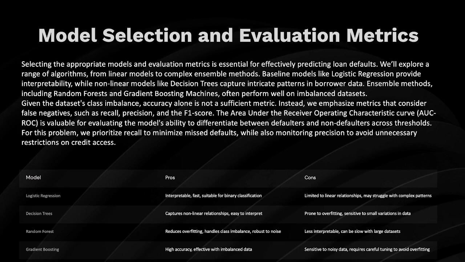For this project, we explored various algorithms from baseline models like logistic regression to complex ensemble methods. The ensemble methods like random forest and gradient boosting are particularly effective in handling class imbalance, a common challenge in loan default datasets. Rather than focusing on accuracy alone, we prioritize metrics that address the imbalance such as recall, precision and F1 score. The AUC ROC curve helps us evaluate the model's ability to differentiate defaulters from non-defaulters, with recall being our priority to reduce missed defaults.